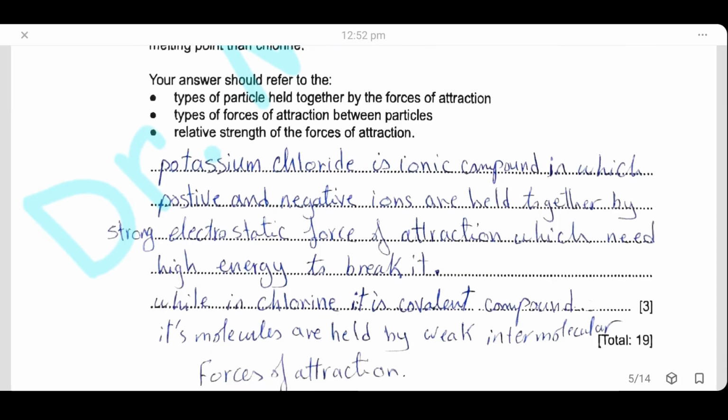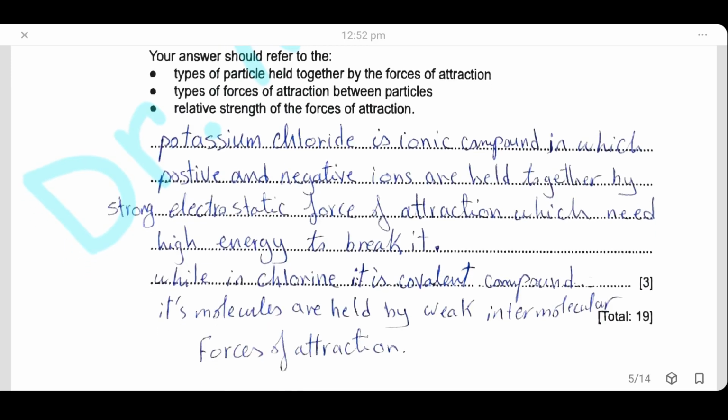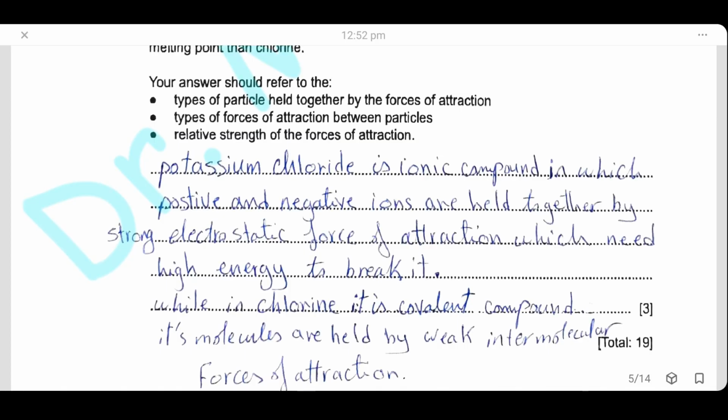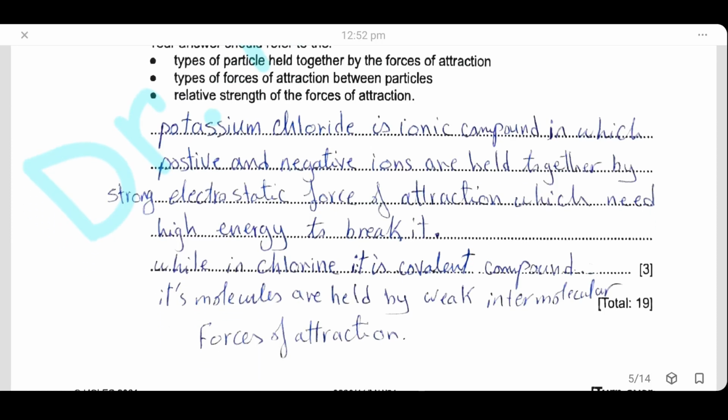Potassium chloride is an ionic compound in which positive and negative ions are held together by strong electrostatic forces of attraction which need high energy to break. While in case of chlorine, it's a covalent compound and the molecules are held by weak intermolecular forces of attraction. Here, you have to mention the type of force. We mentioned the strong electrostatic forces of attraction, its ionic compound, and for chlorine you have to mention its molecule, covalent, and the forces are weak intermolecular forces of attraction. Here, this will cover 3 points.